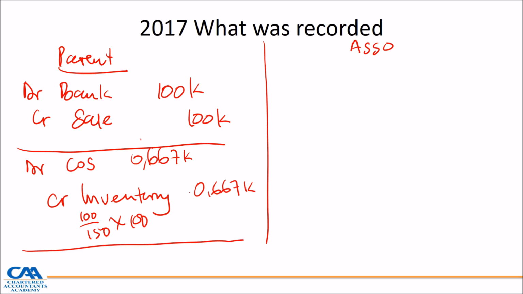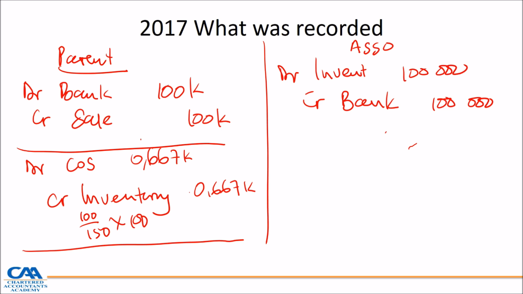Now let's look at what was done by the associate company. The associate company obviously is the one which paid. So they have the amount that they paid, bank 100,000, and they also have a debit to the extent that they bought inventory, which also translates to 100,000. Now here's the problem. Of this 100,000, not all of it was actually sold. In 2017, there is still a balance of 15,000.